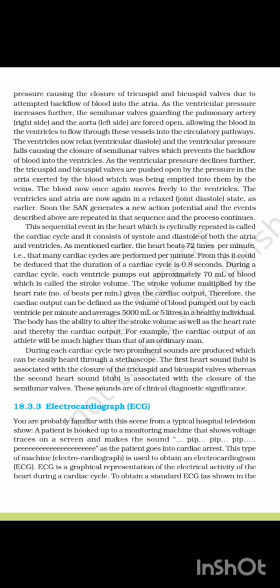18.3.3 Electrocardiograph (ECG). You are probably familiar with this scene from a typical hospital television show. A patient is hooked up to a monitoring machine that shows voltage traces on a screen and makes the sound pip pip pip as the patient goes into cardiac arrest. This type of machine, an electrocardiograph, is used to obtain an electrocardiogram (ECG). ECG is a graphical representation of the electrical activity of the heart during a cardiac cycle.